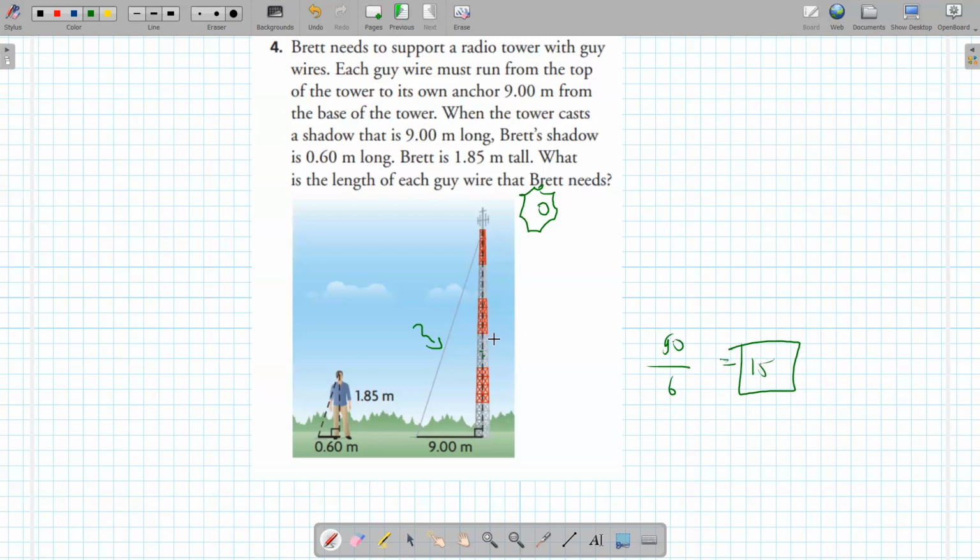So let's find this. You multiply that by 1.85. So that'll be 27.75. How do we find the hypotenuse of this triangle? You can use the Pythagorean theorem. Yeah, you can use it, and you're pretty much done. That's the entire question. 27.75 squared plus 9 squared, and it has to be bigger. I got 29 meters, and you are done. That's the length of the wire he needs.